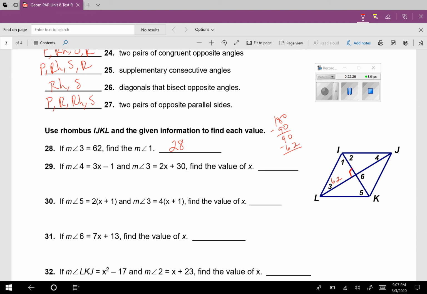Okay, the measure of angle 4 is 3x minus 1, and the measure of angle 3 is 2x plus 30. Find the value of x. Okay, so it's a rhombus, so I know that this is angle 3, and this is also angle 3. This is angle 4, and that's angle 4. And these are all actually congruent pieces. So 3x minus 1 should be equal to 2x plus 30, and then you can find x from there.